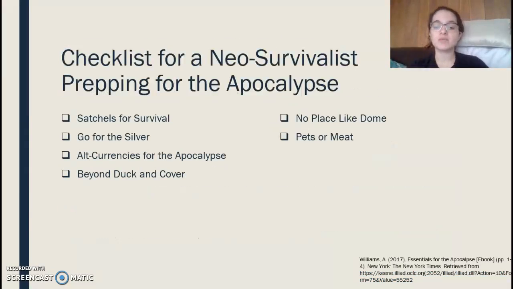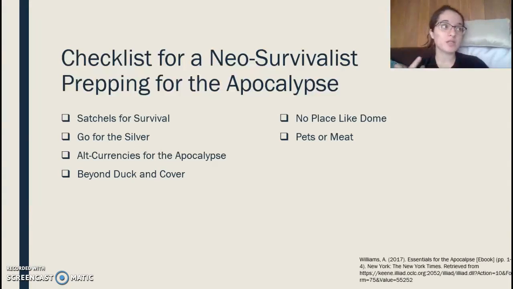From the New York Times, Williams had come up with a checklist for neo-survivalists prepping for the apocalypse, and this is some of the things he had. So satchels for survival, that's a go bag. Go for the silver. Gold fluctuates too much, and our regular currency is going to be worthless. Alt currencies for the apocalypse, like canned food or band-aids, batteries, stuff that can be easily tradable.